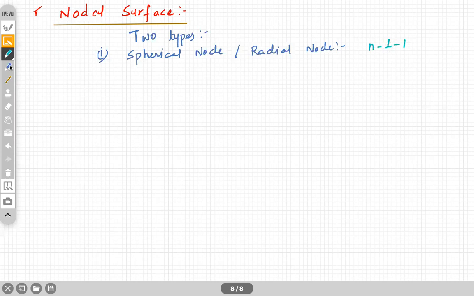Okay. The second type we have is the non-spherical or angular node, and its formula is l. These are the two types of nodes we have. They may ask you, what is the number of nodal planes for this particular orbital?